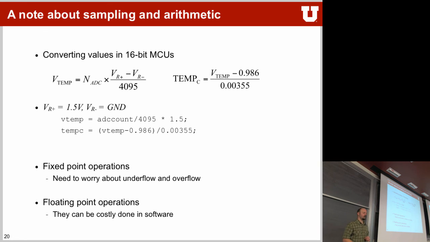Okay. So a couple of things about sampling and math in your embedded systems. The formula up here was from the last slide, right? How we convert this over into engineering units. Now, assume that you have a 16-bit microcontroller, right? Assume also that VR plus in this case would be 1.5 volt, VR minus would be ground or 0. So implementing this in C, V temp is the ADC count that we get divided by 4095 times 1.5. So the temperature becomes V temp minus this number divided by this floating point number. Do you think you will get the temperature out of this? The result will actually be 0. All the time, no matter what you measure.